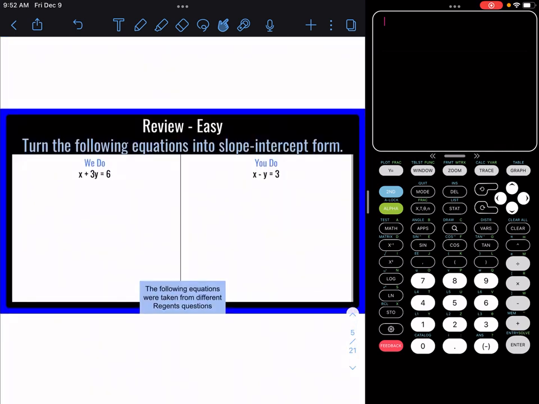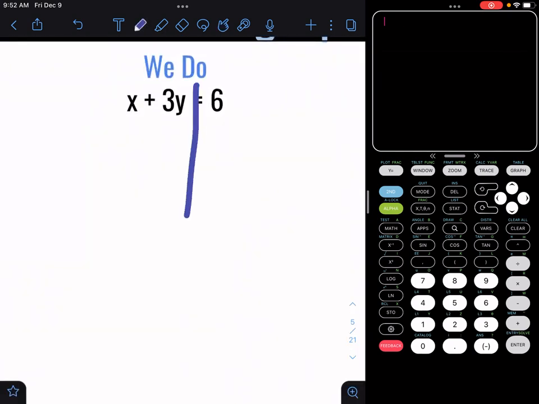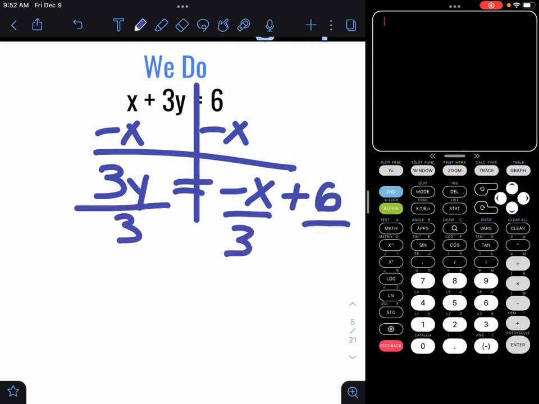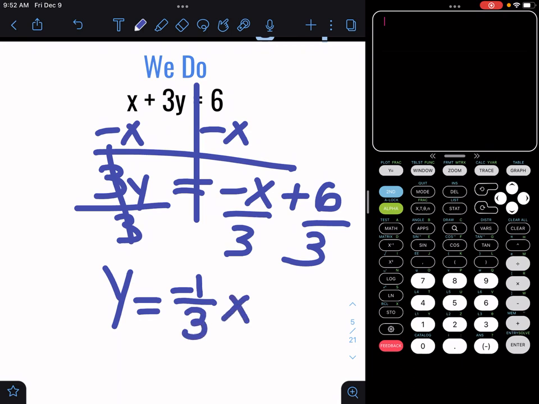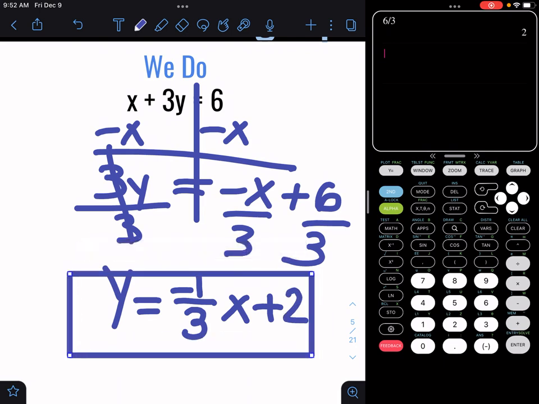Alright, let's just review turning equations into slope-intercept form. These are the easy practices. Let's do this one first. Get rid of the x, so the y is the only thing on that side. So I will have 3y equals, put the x first, negative x plus 6, since it's a positive 6. And now we have to get rid of that 3, so divide each term by 3. When I do that, I get y equals, there's a negative 1 in front of that x, so I'll put negative 1 over 3x. And then 6 divided by 3 is 2, plus 2. This would be my equation in slope-intercept form. Now I know what my slope is and I know what my y-intercept is.